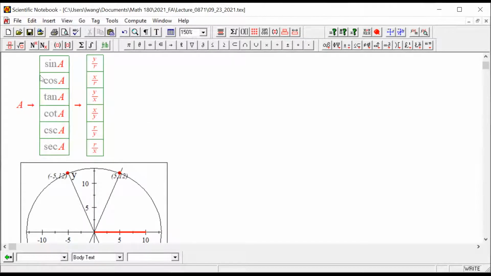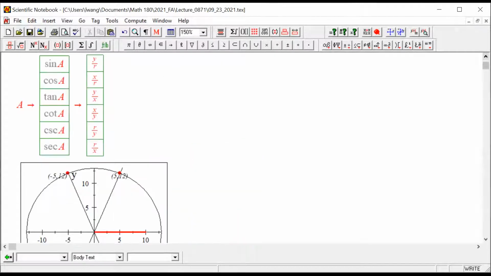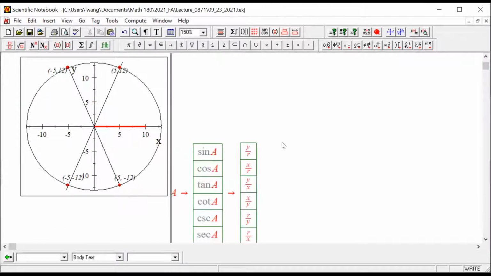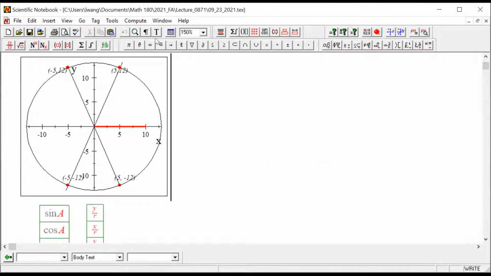What I'd like you guys to work out is that angle, and you're going to find the ratio. For example, with 5 comma 12 given, what do we know about x and y? X is 5, y is 12. And what is r? By definition, r is equal to the square root of x squared plus y squared.